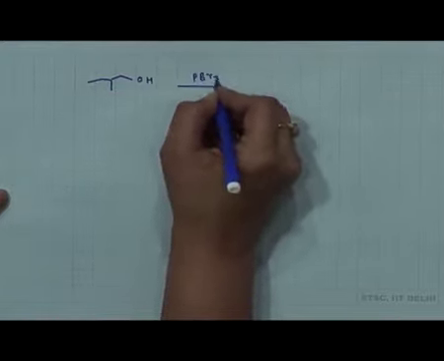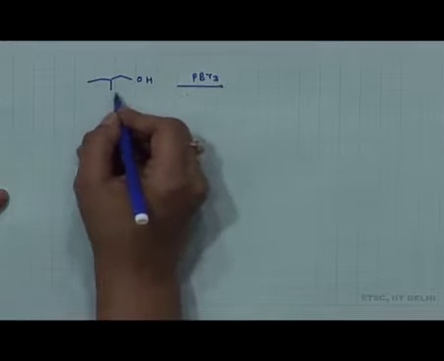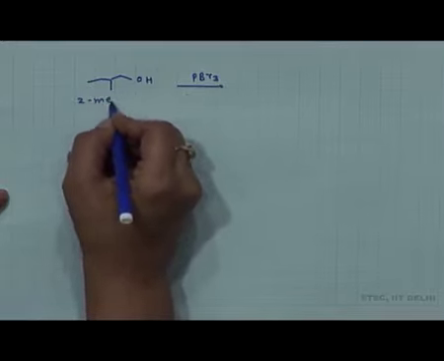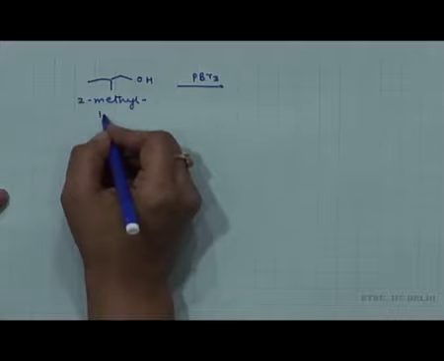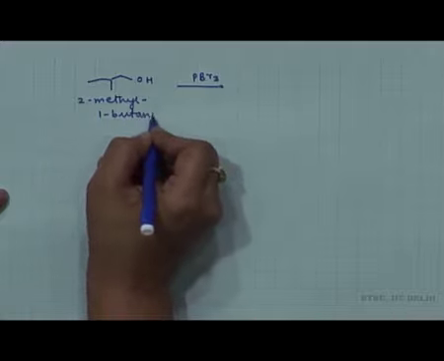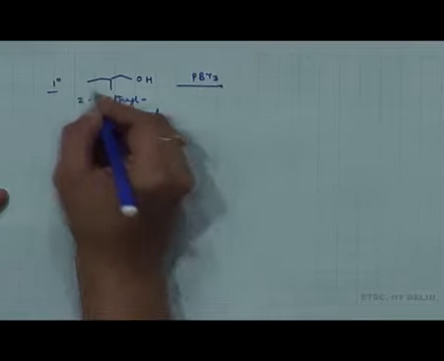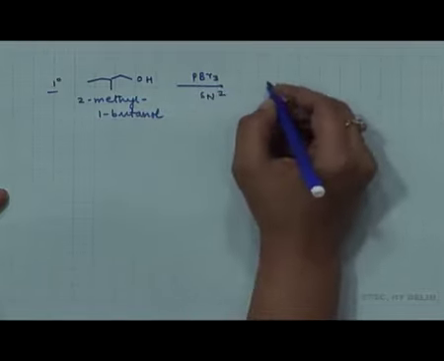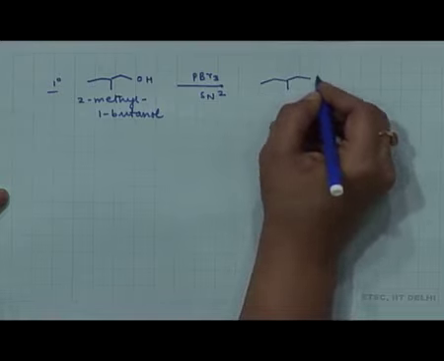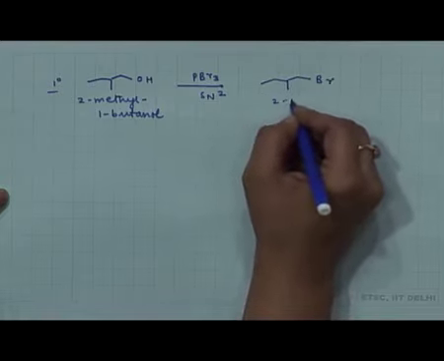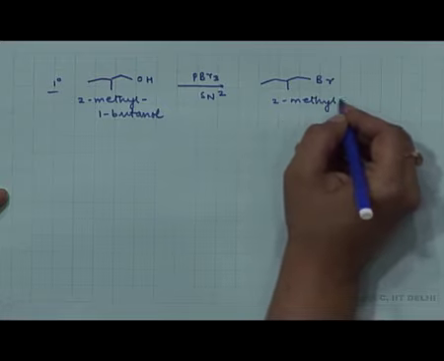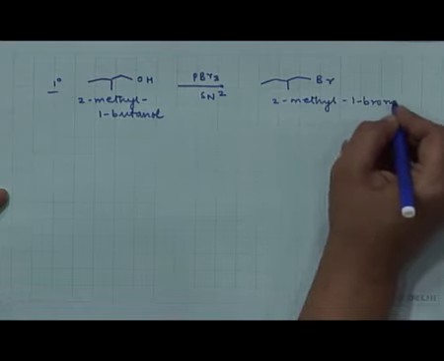So, when you treat it with PBr3, this is a primary alcohol, okay. This is 2-methyl-1-butanol. So, obviously, it is a 1 degree alcohol, we expect it to undergo SN2 type of reaction, and what you get is the corresponding 2-methyl-1-bromobutane.